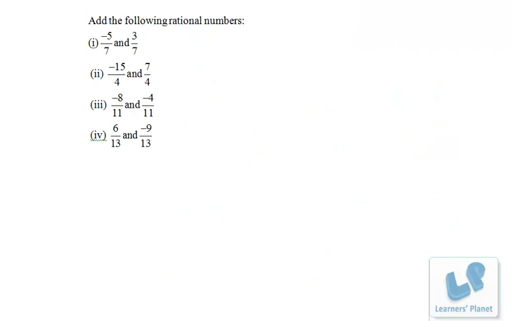Now friends, let's learn to add the rational numbers. I take a very simple example. Suppose I have 2 by 3 and maybe 4 by 3. Now both of them are rational numbers. First just look at the denominator. In this case the denominator is same.